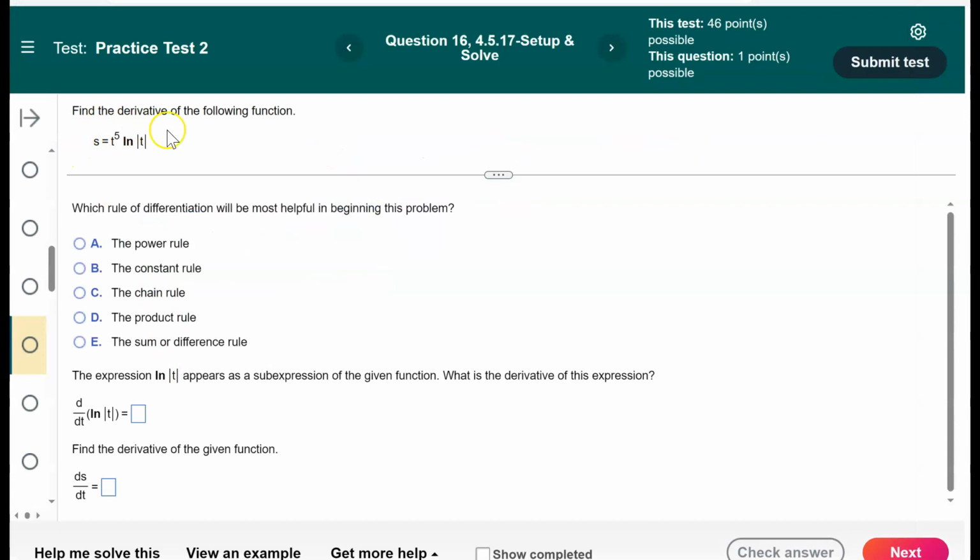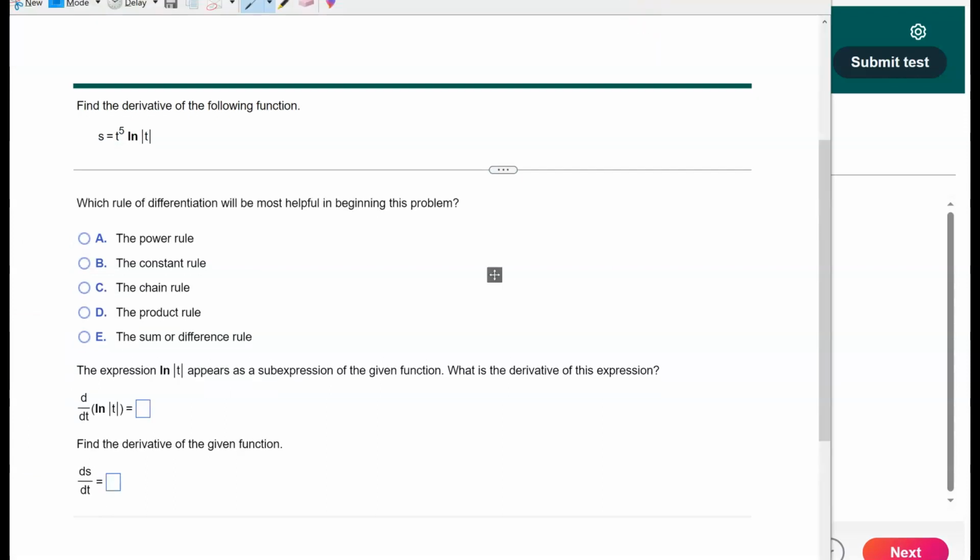Next, we have this problem here. Find the derivative of this function. You have t to the 5th times ln of t. In this case, we are to use the product rule because you have a function here that is an expression in terms of t and another expression that is in terms of t, so that's another function. So in that case, you're going to use the product rule to differentiate it.